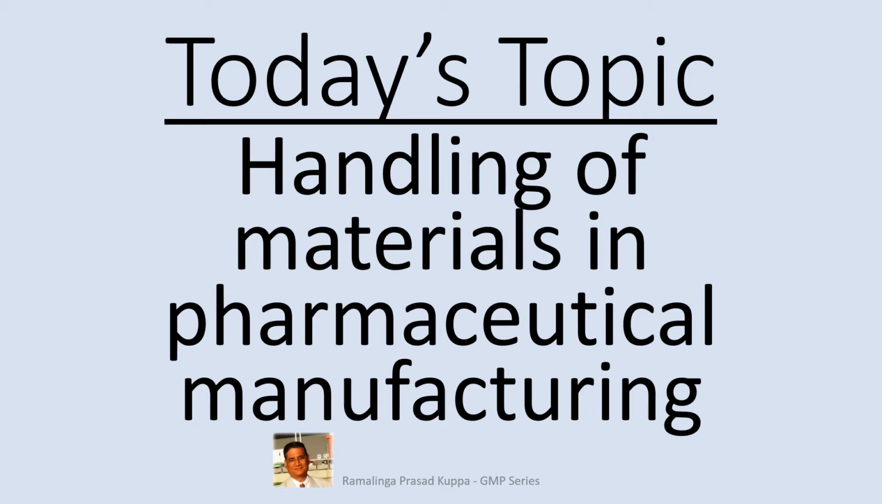Today's topic is handling of materials in pharmaceutical manufacturing. Handling of materials at various stages of pharmaceutical manufacturing is critical. Unless the materials are handled as per the characteristics of the material, its quality and stability during pharmaceutical manufacturing is questionable.